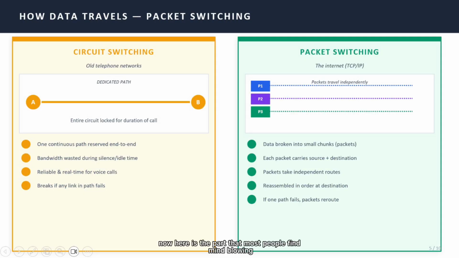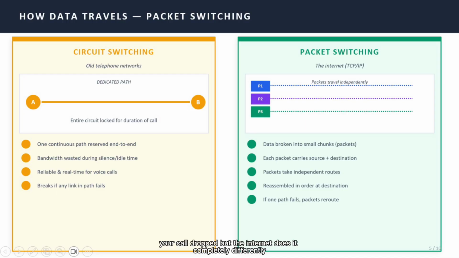Now, here is the part that most people find mind-blowing when they first get it. How does your data actually travel across a network? The answer is packet switching. And to understand it, let me contrast it with the old way. The old way was circuit switching. This is how your grandfather's telephone worked. When you made a call, the network carved out a dedicated physical path between you and the other person, and the path was locked for the entire call duration. Nobody else could use it. If any part of the path broke, your call dropped.